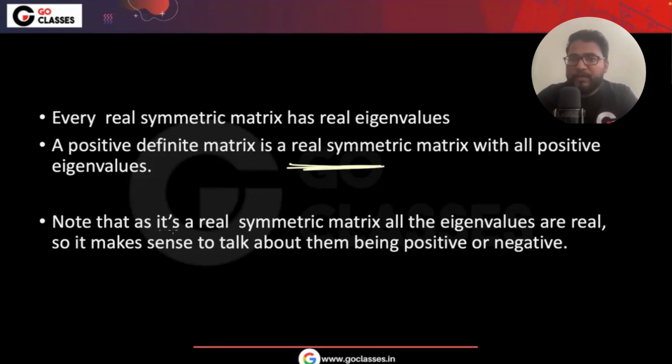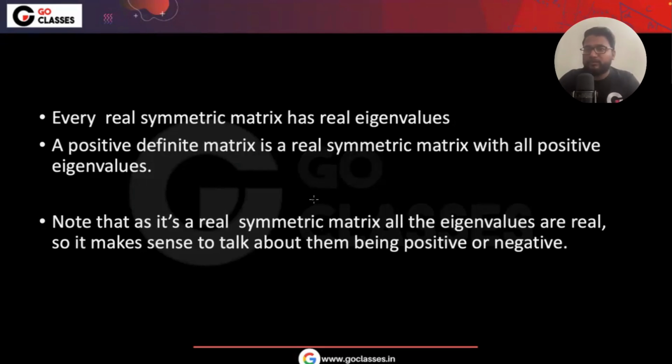Note that if it's a real symmetric matrix, then all eigenvalues are real, so it makes sense to talk about them being positive or negative. So what is a positive definite matrix? It is just a symmetric matrix which has positive eigenvalues, right? Okay.